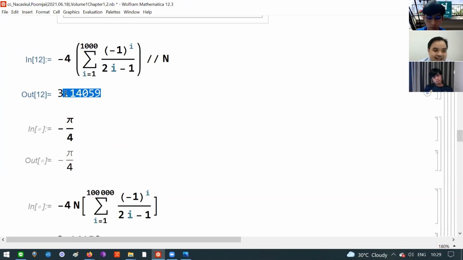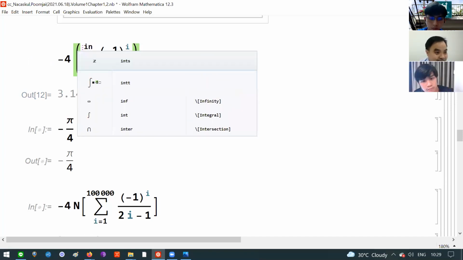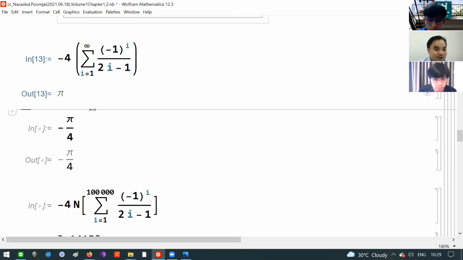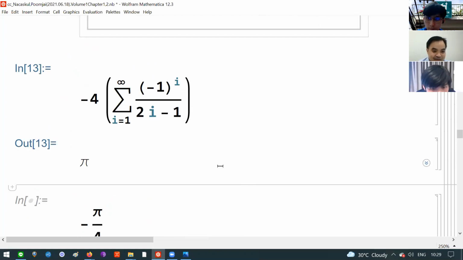This is actually something that approaches the value of pi. Okay, so Mathematica knows this. So if I put in infinity here, it's actually going to give you pi. Okay, it's going to give you pi.